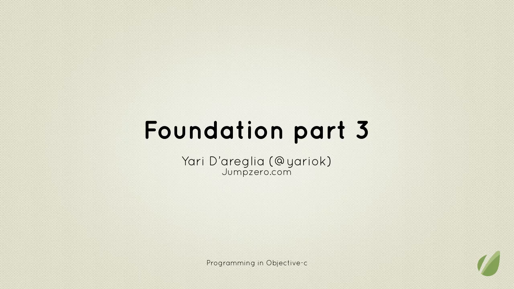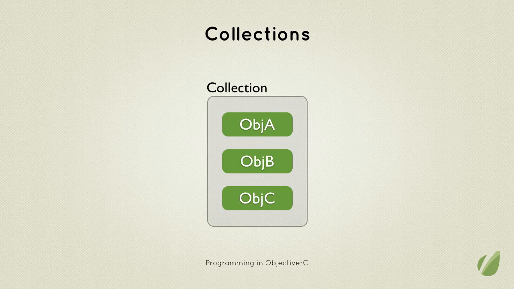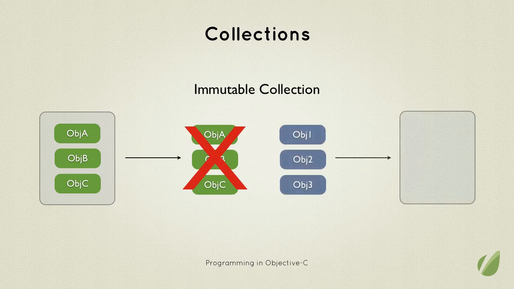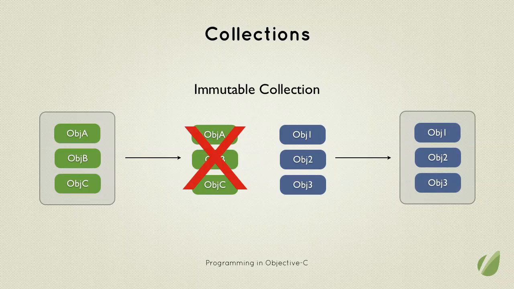This is the last of a mini-series of 3 videos about Foundation, in which I walk you through collections. Collections are classes used to store groups of objects. In Objective-C we must make a distinction between mutable and immutable collections. In the immutable collection, the number of objects contained cannot be modified. Therefore, we initialize a collection with some objects, and if we want to change it, we have to create a new instance of the object.